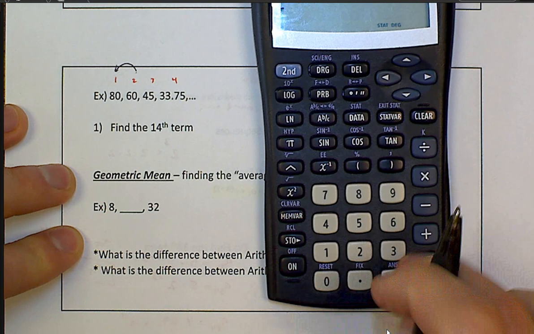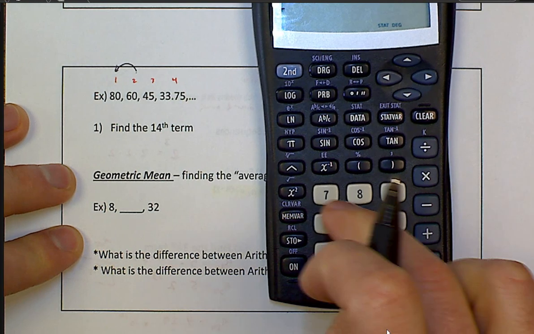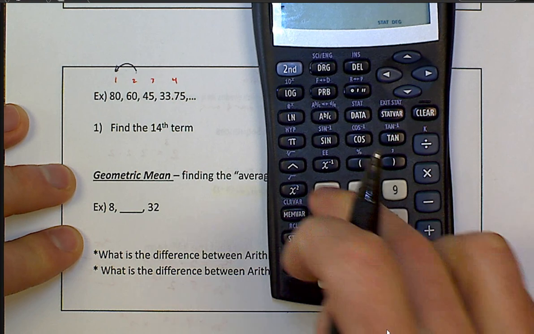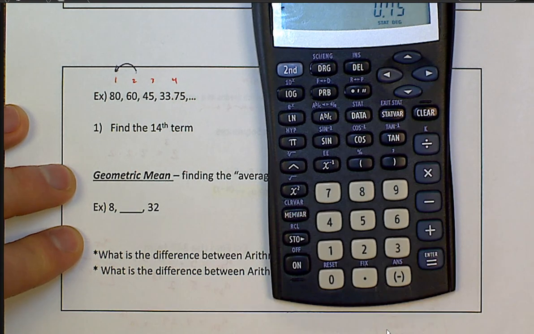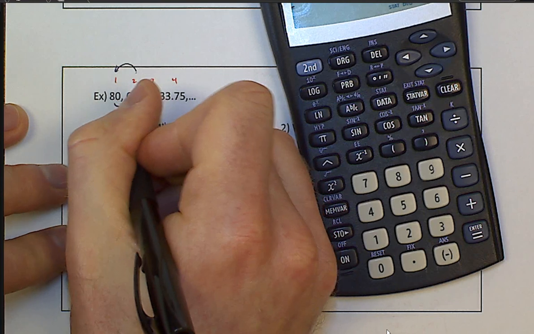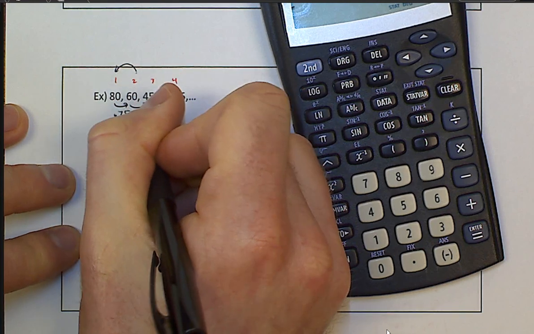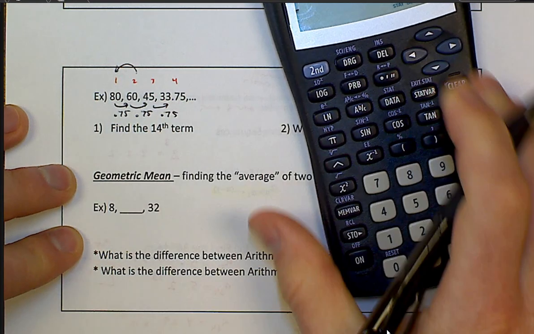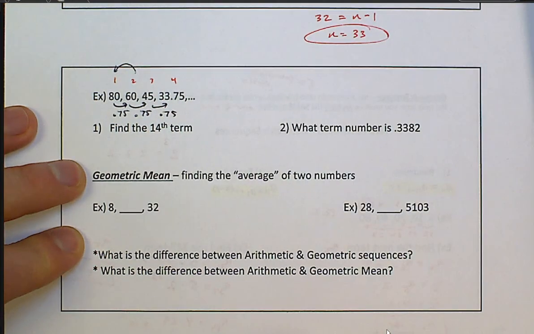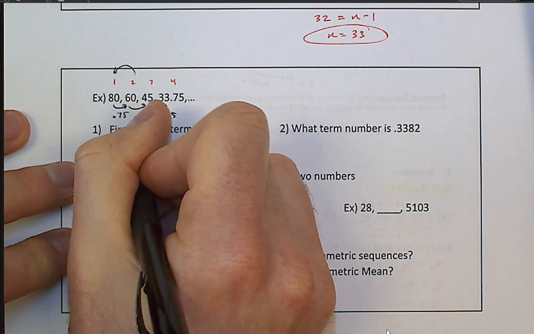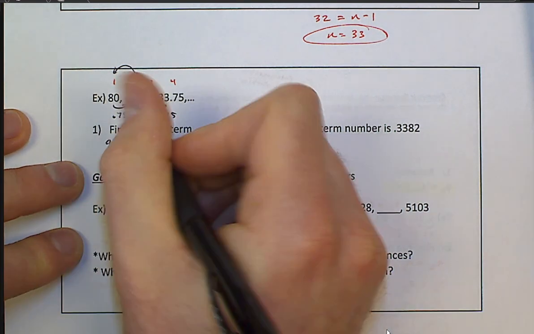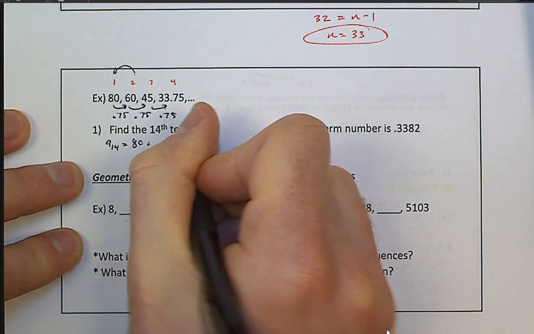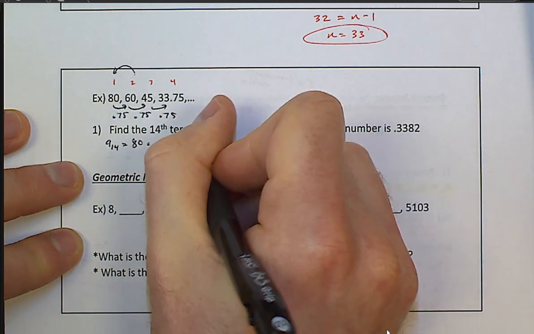I get 0.75. I'm going to go 45 divided by 60, 0.75. 33.75 divided by 45, 0.75. So what am I doing to get to the next term? I'm multiplying by 0.75. If you're not sure, do the division trick. Okay? 14th term, so a sub 14 equals, in my head I'm thinking, where do I have to start? I'm starting at 80. I have to multiply everything by 0.75 how many times? 13 to get to my 14th term.